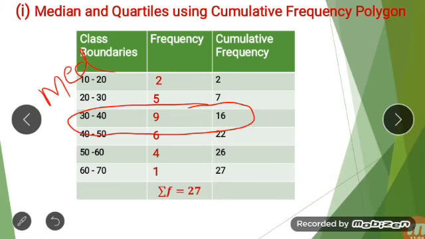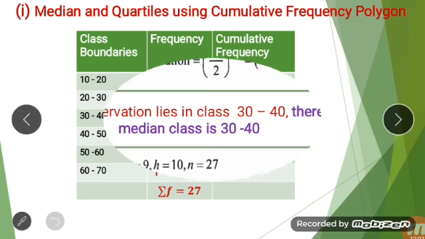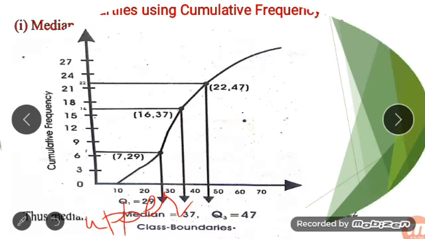We can start from 10. We cannot neglect the 10 because 10 is the start. So 10, 20, 30, 40, 50, 60, 70. Because 20 is repeated here, just the upper class boundaries are taken: 10, 20, 30, 40, 50, 60, 70.